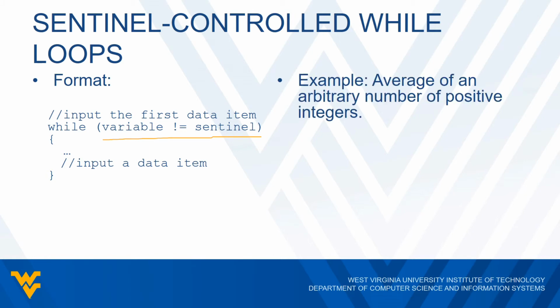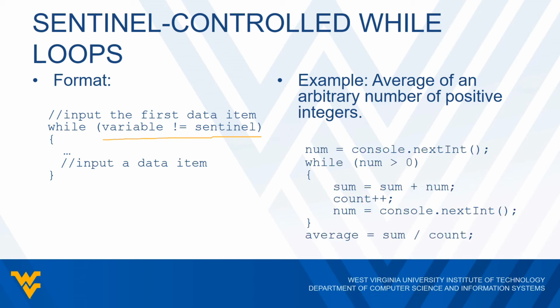So let's take a look at an example. Let's say I want to get the average of some arbitrary number of positive integers. Once again, we don't know how many positive integers we're going to have. We just know that we're going to keep getting positive integers. And if the user enters a non-positive integer, so a 0 or a negative number, that lets us know that we're done inputting data. So this is what our code looks like.